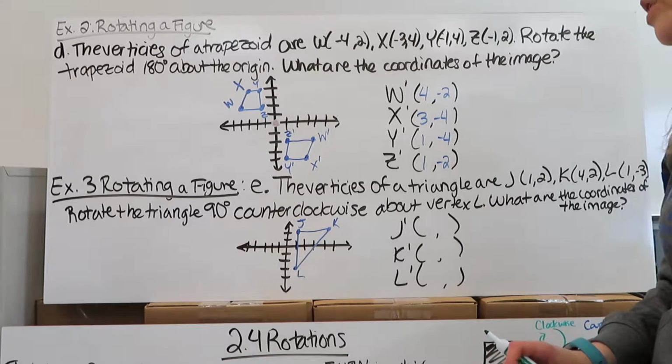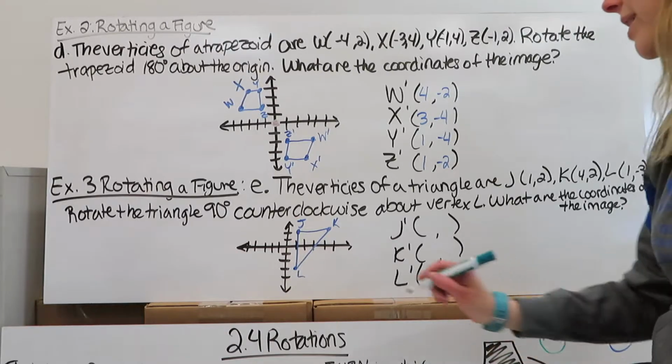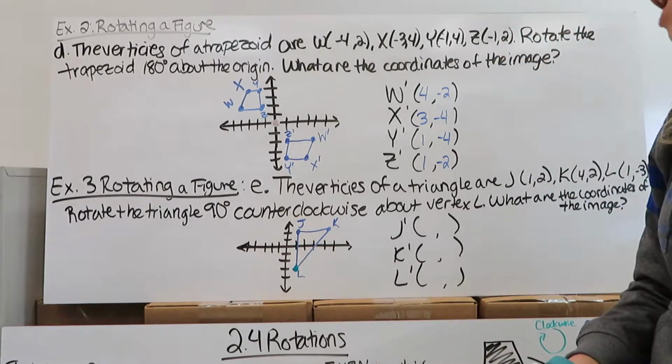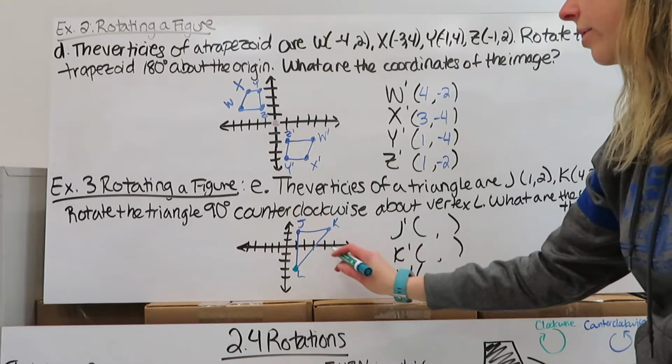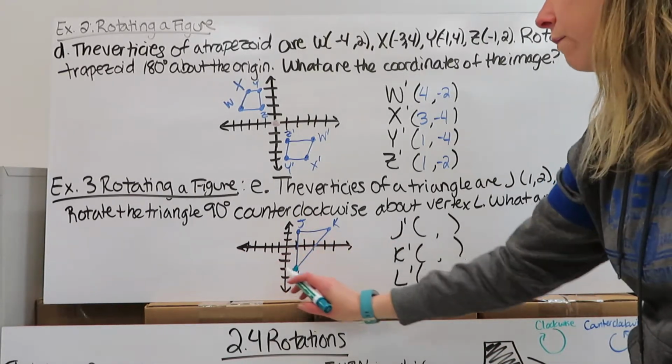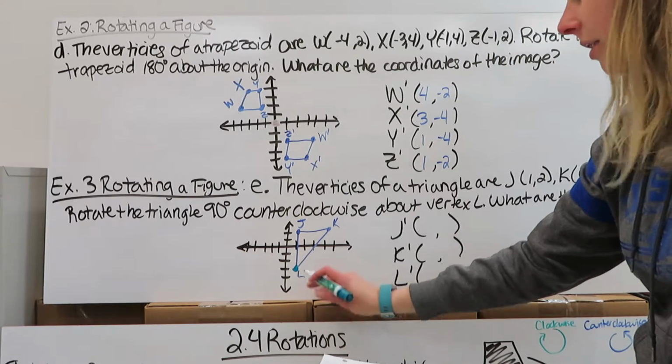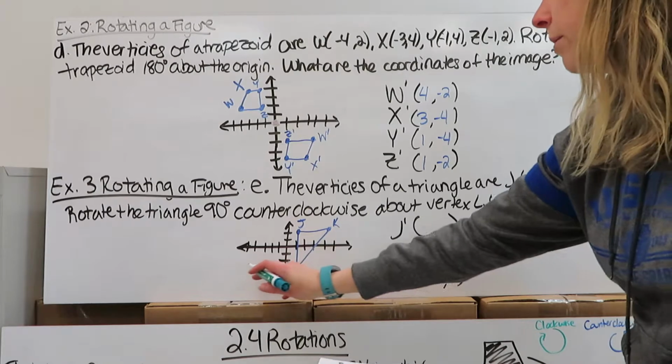So we want to rotate 90 degrees counterclockwise about the vertex L. That means that this is our point of rotation, and we want to go counterclockwise. So going to the right means that's clockwise, going to the left means counterclockwise. So if I rotate it, that means that this right angle is now going to be over here.